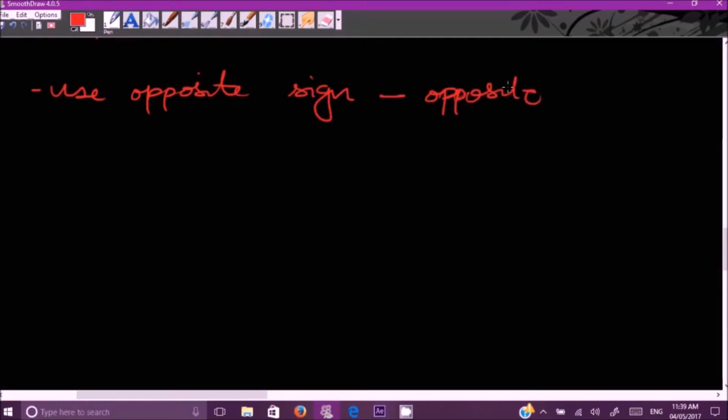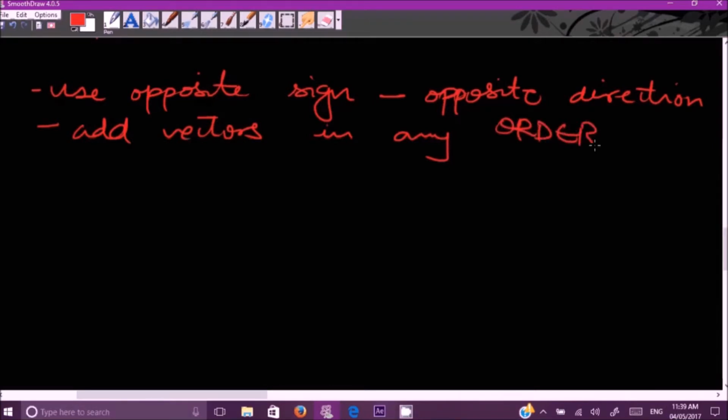Always remember to use opposite signs to represent opposite directions. Let's say north and south are two opposite directions. You can use north as plus and south as minus. You can add vectors in any order. For example, 2 plus 3 is 5, plus 5, answer is 10. Or 3 plus 5 is 8, plus 2, answer is 10, the result is the same.